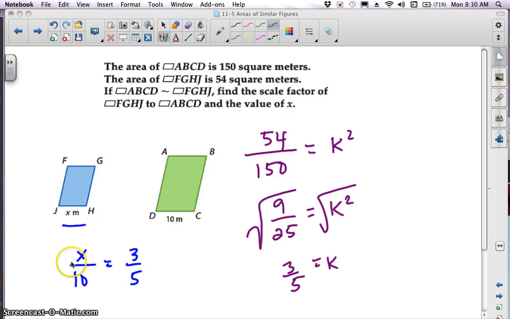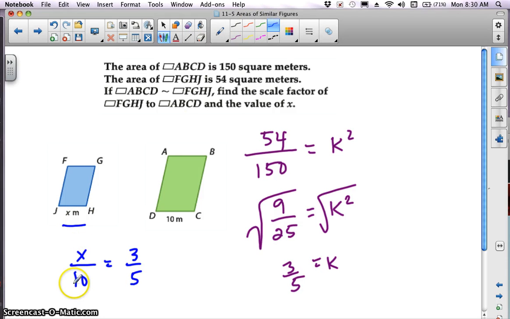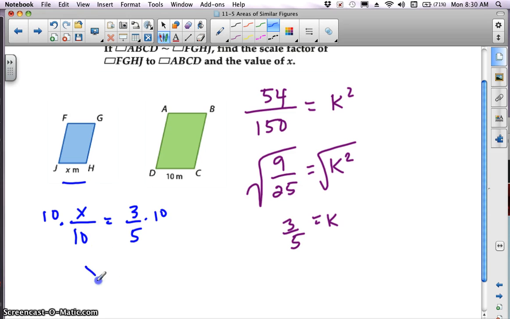You should get X equals 6. You can multiply by 10 on both sides and get 30 over 5. Some of you might be able to just do that in your head. And so you get X equals 6. Check: 6 over 10 is 3/5. And there you go.